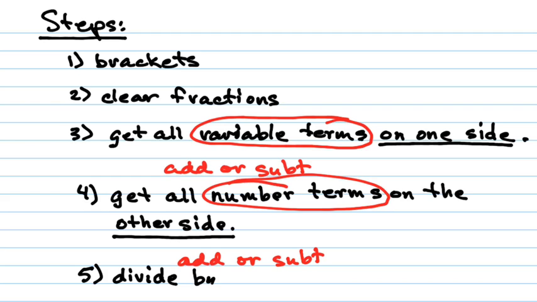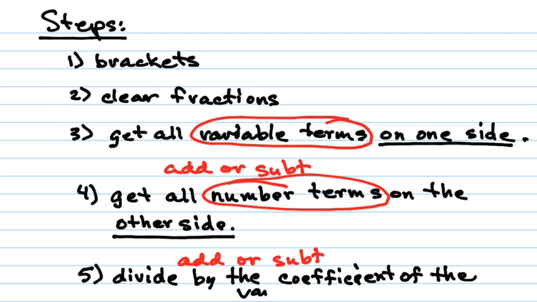Divide by the coefficient of the variable term. Divide by the, whoops, can't do that. I can't make my circles work. We'll just go to red pen. All right.